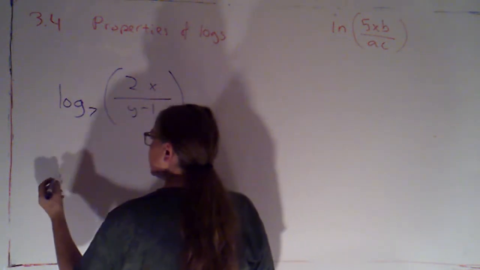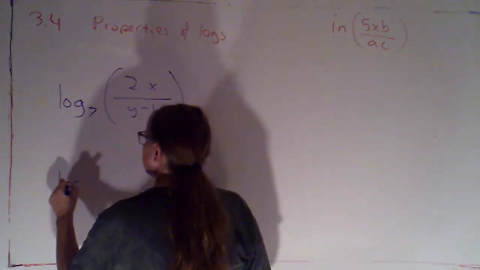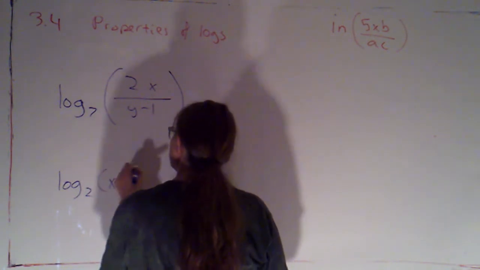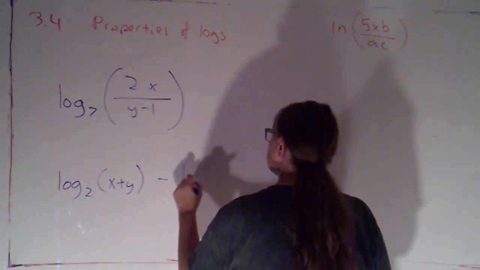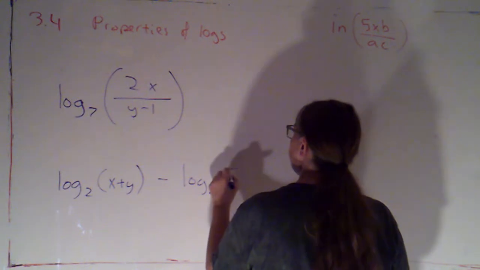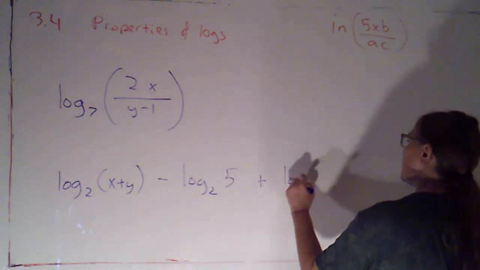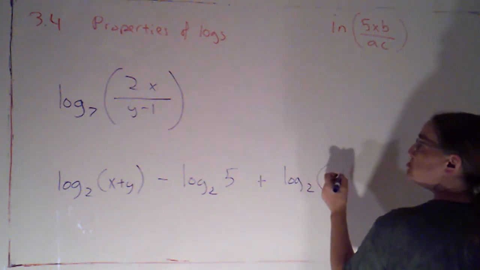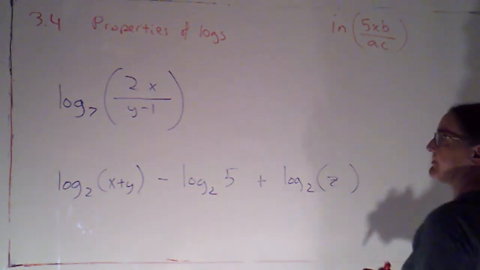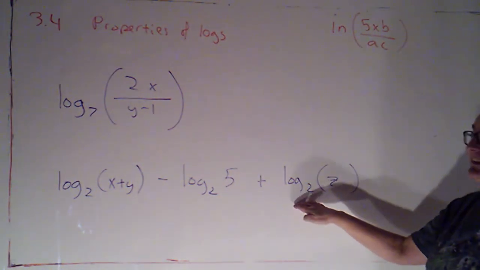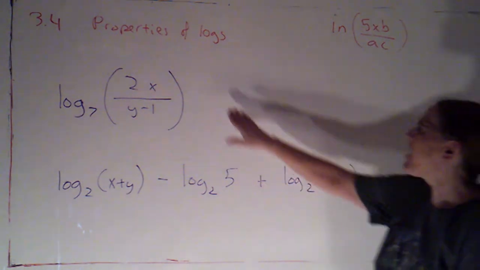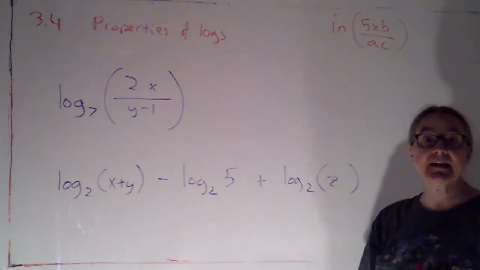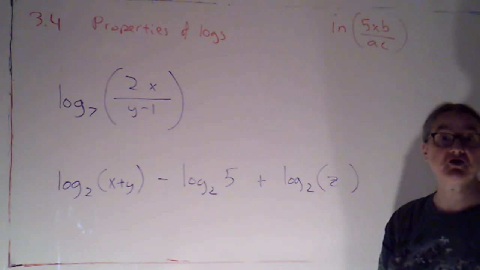And then let's try the log base 2 of x plus y minus the log base 2 of 5 plus the log base 2 of z. Okay. Write this one as a single log with coefficient 1. Write this one in expanded form, and we'll start the next video going over those two problems.